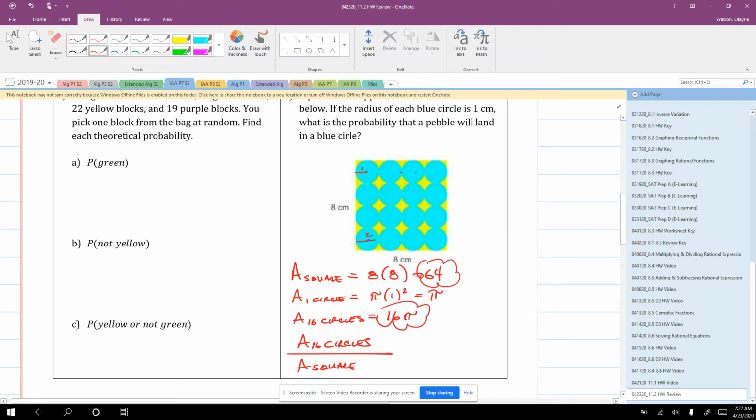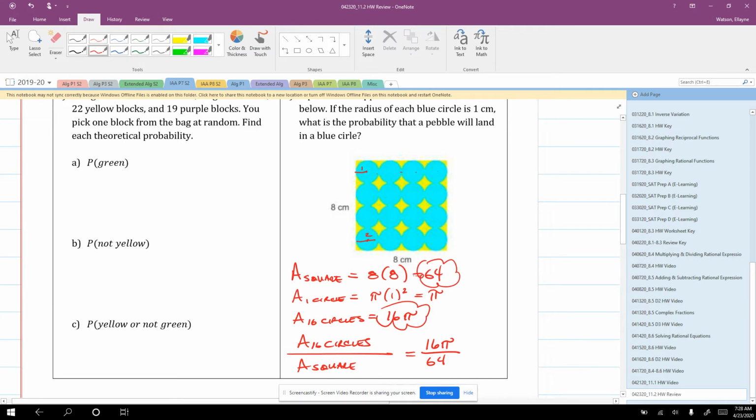The area of the entire thing, the total possibility, is on the bottom. The bigger number is going to be on the bottom because if you put the bigger number on top, you're going to end up with something over 100%, which doesn't make sense for probability. And then the smaller number on top. The smaller number is the circles because it fills up a lot of the board, but not quite the whole board, because we still see some yellow in there. So we just do 16 pi divided by 64.